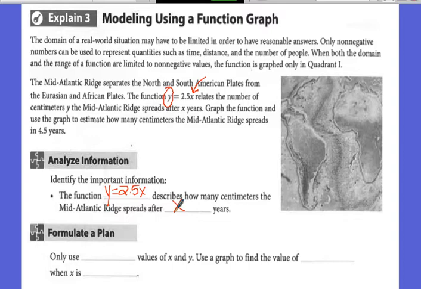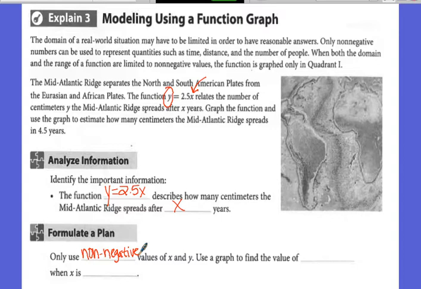Okay? So in this case, I can only use non-negative values for x and y because years can't be negative. I can't say positive values because you can use 0, but 0 isn't positive or negative. So I have to use non-negative values of x and y.